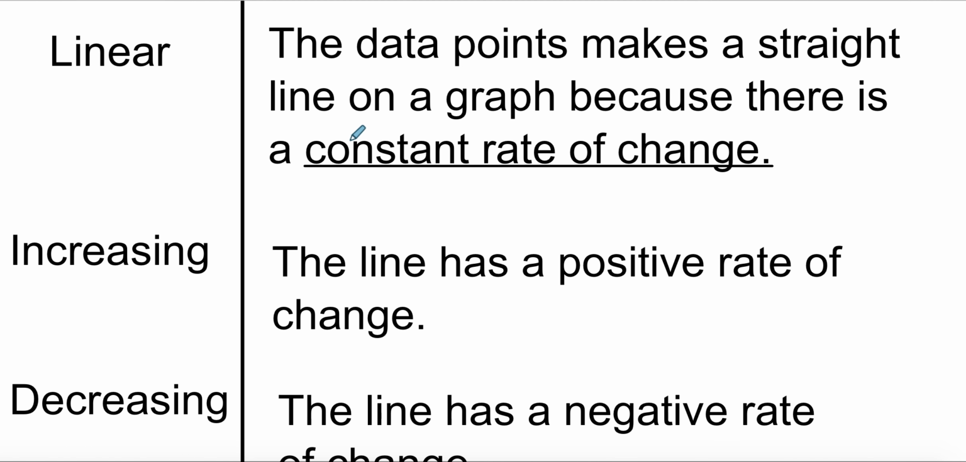One other thing you're going to need to know about is linear. What does it mean to be linear? Again, take your time, pause the video so you can write these words down as you go. But what I want you to know about the word linear is it has the word line right in there. It's a line. Not a curve, it's a line. So the data points make a straight line on a graph. That makes them linear. This happens because it has a constant rate of change.